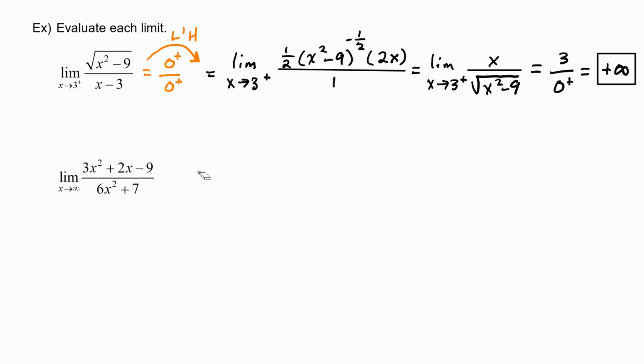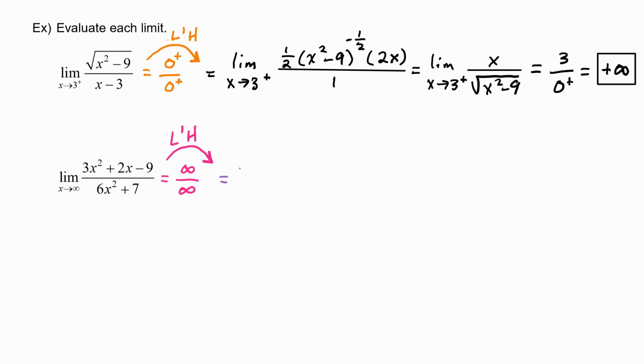Next, we have the limit as x approaches infinity of the quantity 3x squared plus 2x minus 9 over the quantity 6x squared plus 7. We always try plugging in the limit. If we put x going to infinity in the numerator, that would equal infinity. And if we put x going to infinity in the denominator, that would also equal infinity. Because we have infinity over infinity, we are allowed to apply L'Hopital's rule.